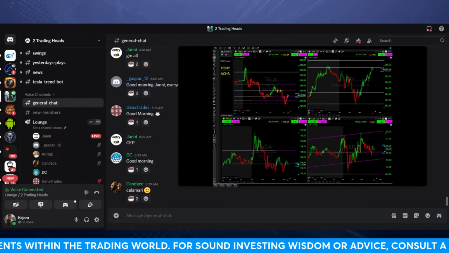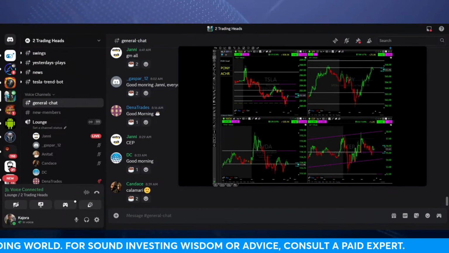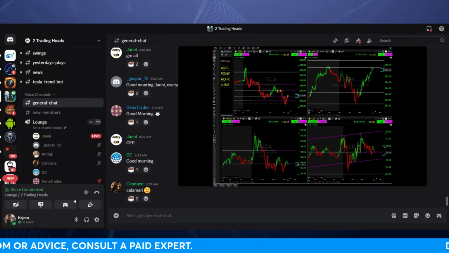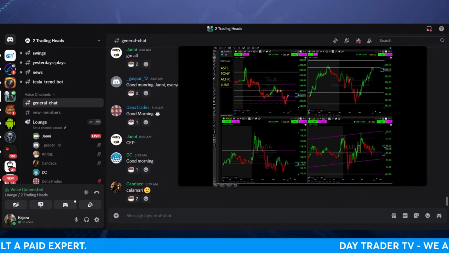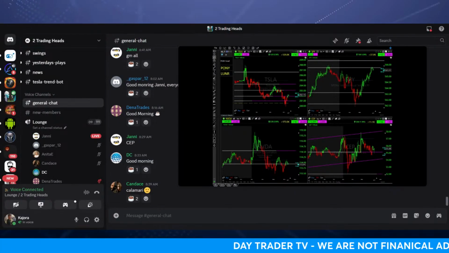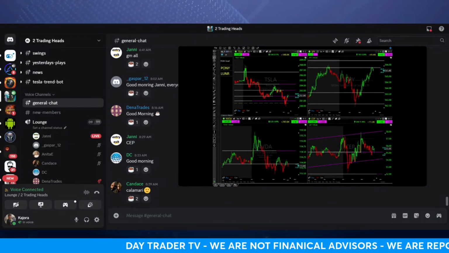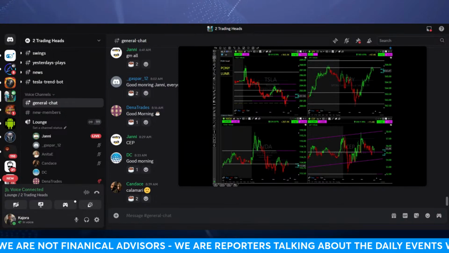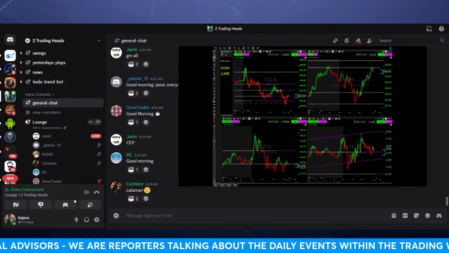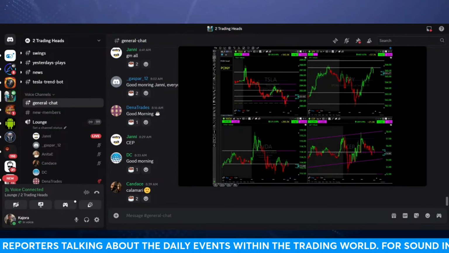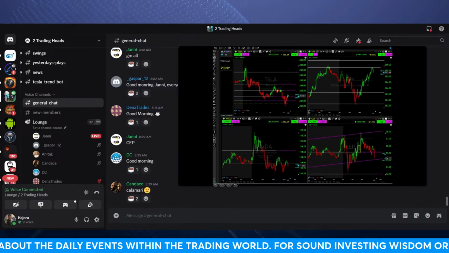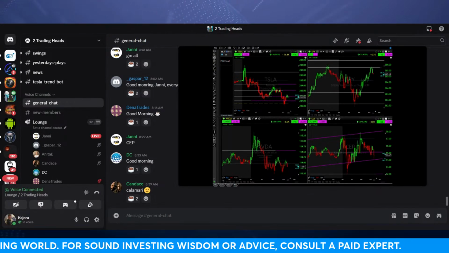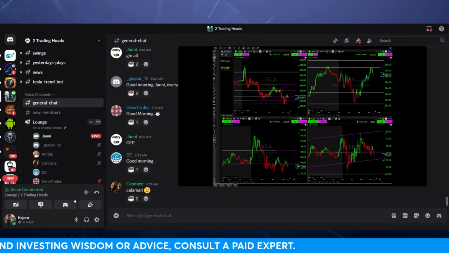Meta's just chugging along. You see Meta? Nice push. It's a couple bucks away from a $20 rip there. Amazon still can't get over this resistance very well. Beautiful move on Meta. I didn't play it, I just noticed it. Let's see what SPY wants to do now.